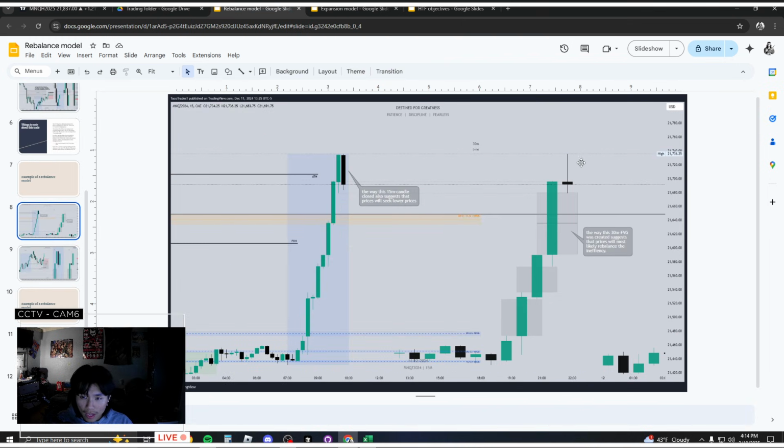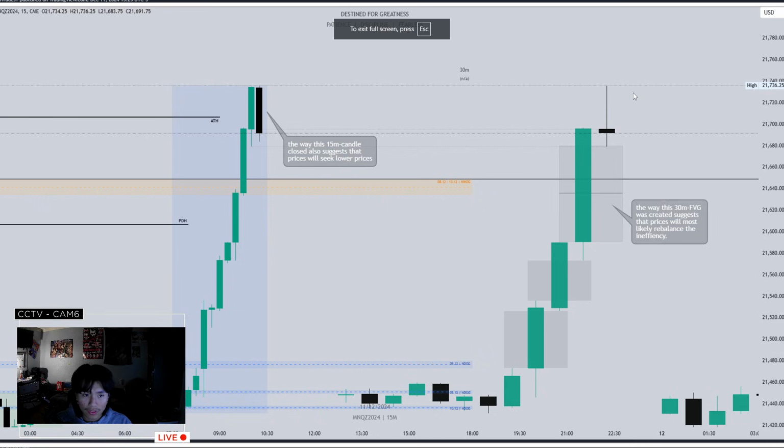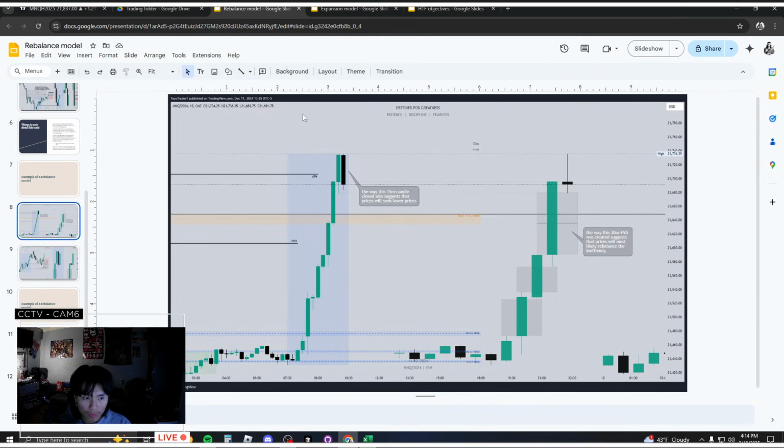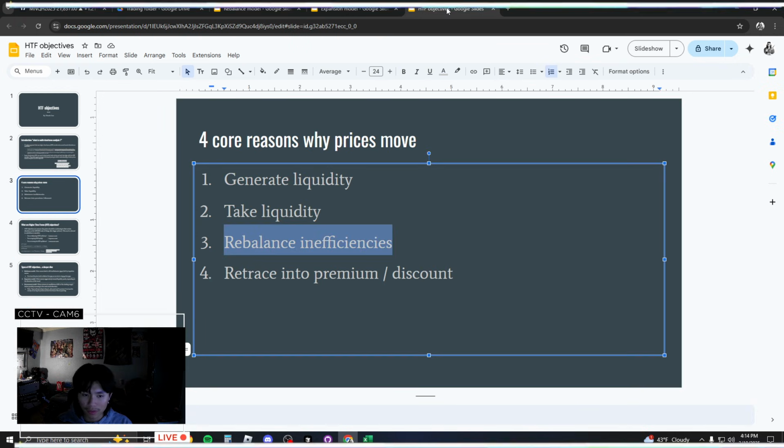And now that I have a higher time frame objective in this specific trade, I have to find a model to align myself with that objective. This 15-minute candle here is suggesting lower prices as well. So notice how the 15-minute time frame is in alignment with the 30-minute time frame. That's time frame alignment, understanding how to use different time frames in collaboration with one another. That's another component of higher time frame objectives, or essentially why price moves in the first place.